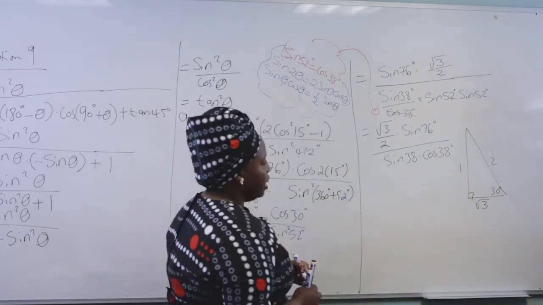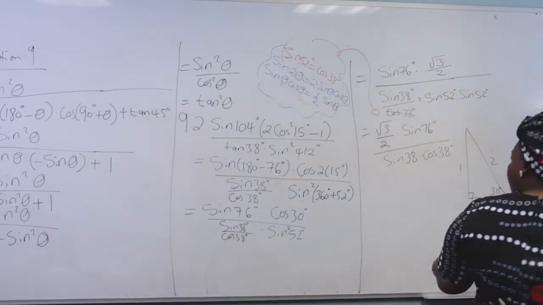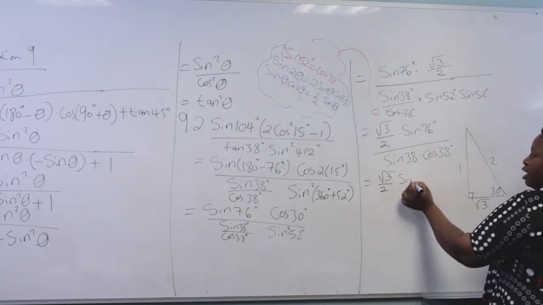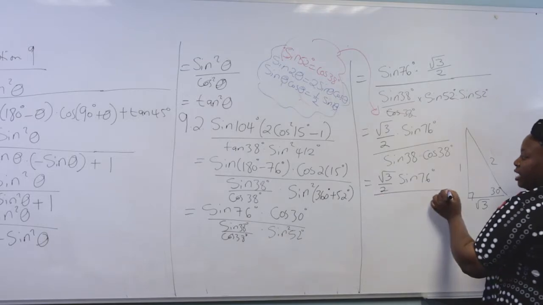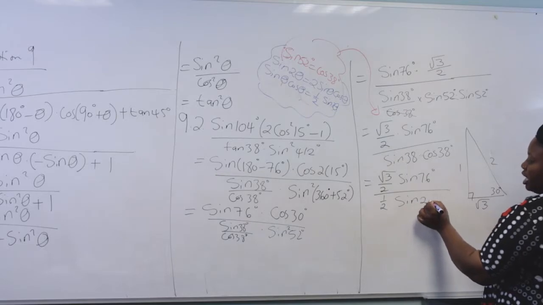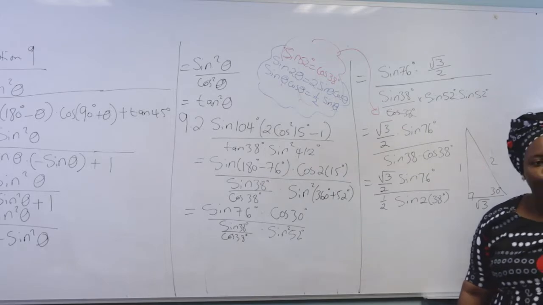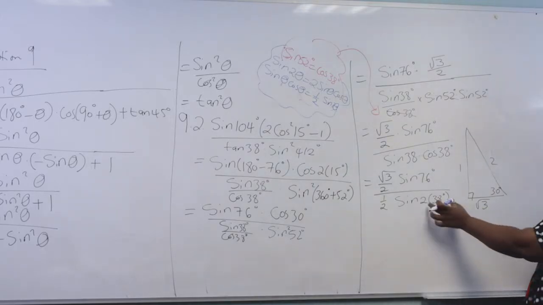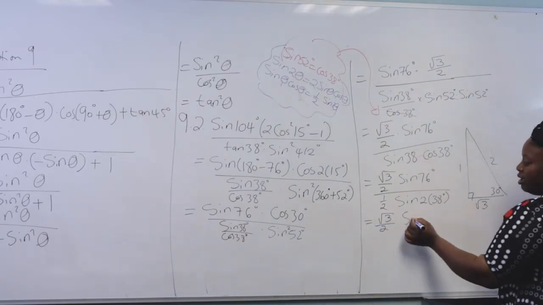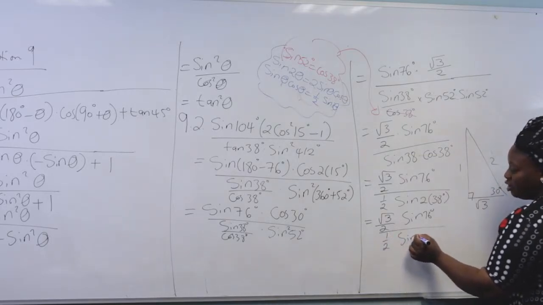The same applies with this one. It means I'm having half sine of 2 times 38. So I'm going to write it like that. It is the square root of 3 divided by 2 times sine of 76, divided by 1 over 2 sine 2 times 38. Okay, folks. Now, what is 2 times 38? 2 times 38 is 76. So I can change this now to have the square root of 3 divided by 2 and having the sine 76 all divided by a half sine of 76.